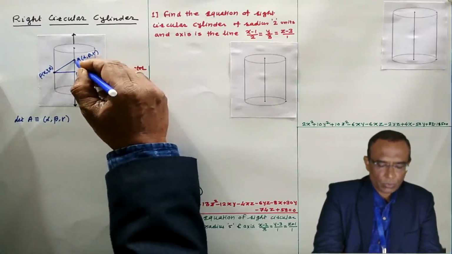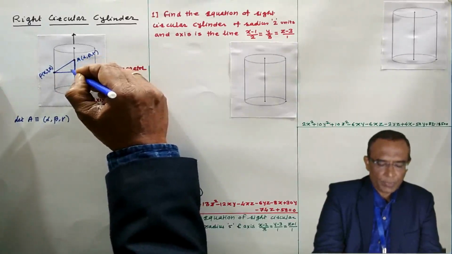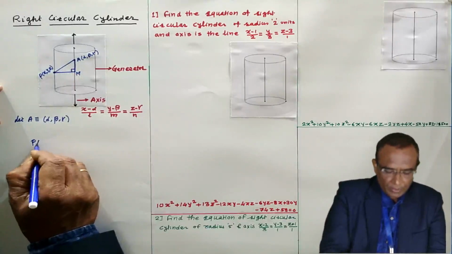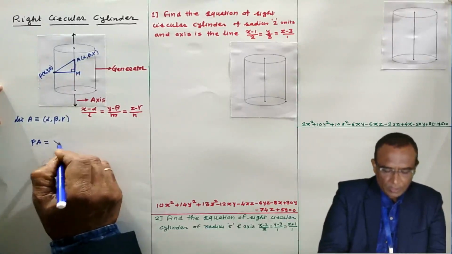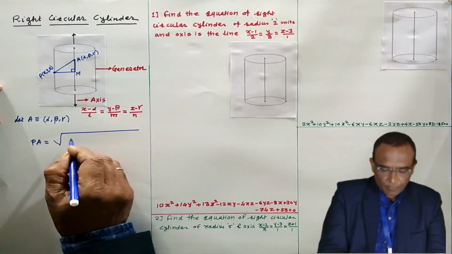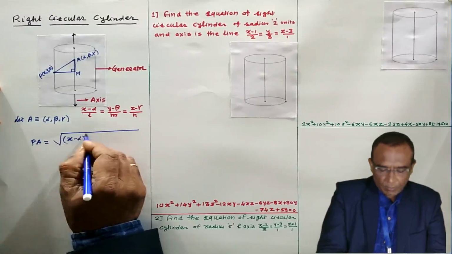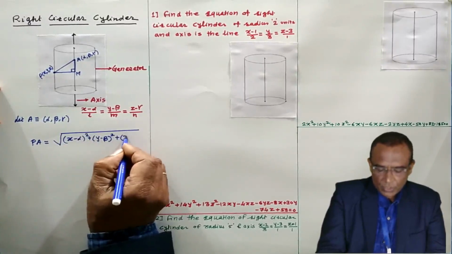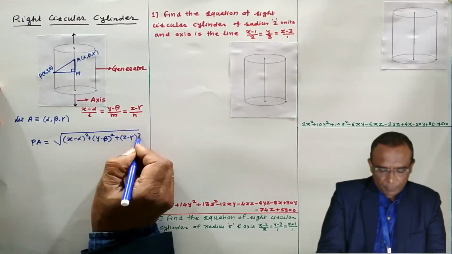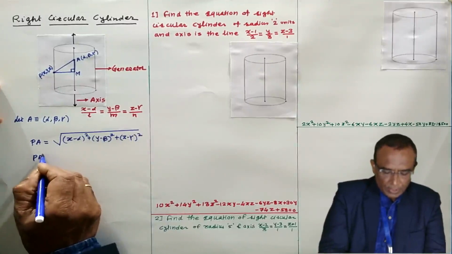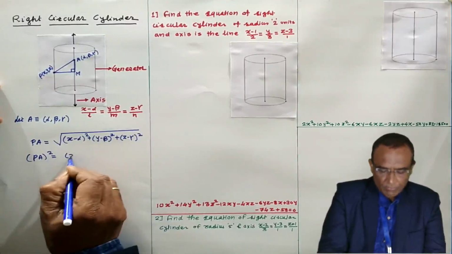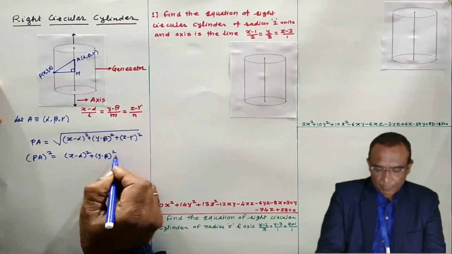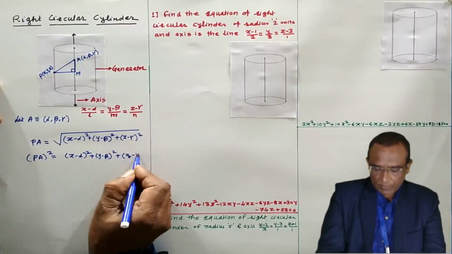I am also going to join A and M. In this way, a right angle triangle is formed. Here, PA is required. By the distance formula, you can easily write that PA square will be (x minus alpha) square plus (y minus beta) square plus (z minus gamma) square. This is PA square.